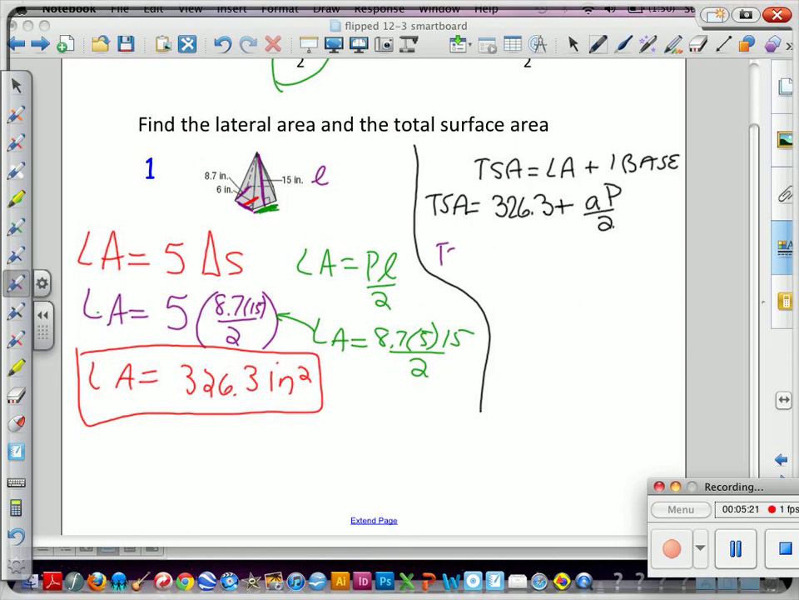Total surface area equals, I'm writing down all my steps here, 326.3 plus apothem was 6 times, to calculate my perimeter, I need to take 8.7 times the number of sides, which is 5, and then divided by 2. My total surface area, my LA is 326.3 plus, go ahead and punch this into your calculator. I'm getting 130.5.